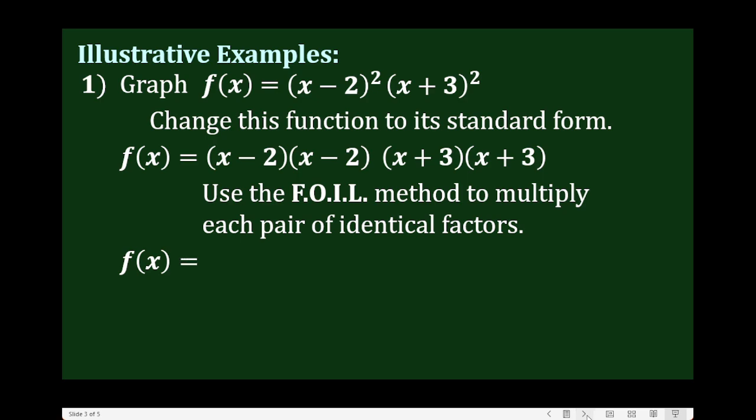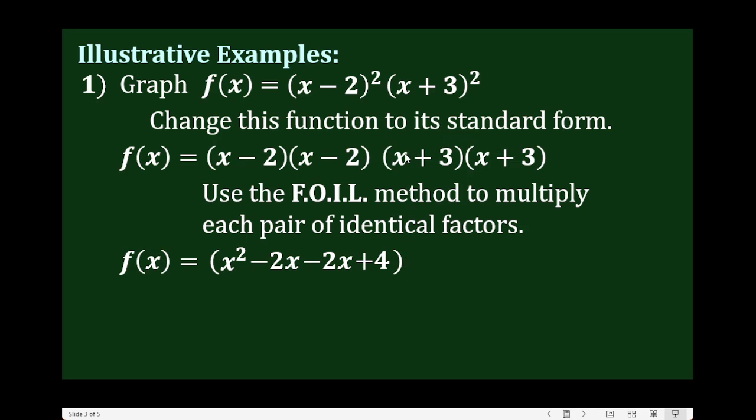f of x is now equal to, using the FOIL method, x times x is x squared. x times negative 2 is negative 2x. Then negative 2 times x is negative 2x. And negative 2 times negative 2 is positive 4. Then we do the same thing with the second pair of identical factors. x times x is, okay, before that, let us enclose this resulting product in a pair of parentheses.